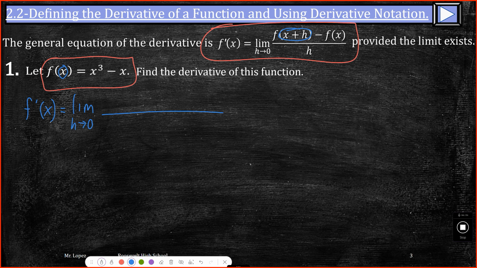So I already see here there's an x. So for that x, I'm going to plug in x plus h. So this is going to be x plus h to the third power. Minus, here's another x, and x is x plus h. Minus. For x, I'm going to plug in x plus h.